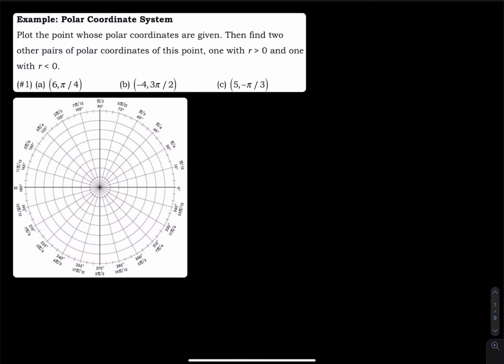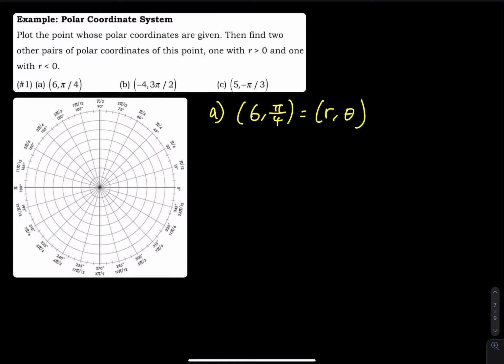More problems to understand how the polar coordinate system works. So in this problem, I gave you a polar coordinate r equals 6, theta equals pi over 4. What I want you to do is plot this point and then find two other pairs of polar coordinates of this point. One with positive r and one with negative r. So let's plot this point.